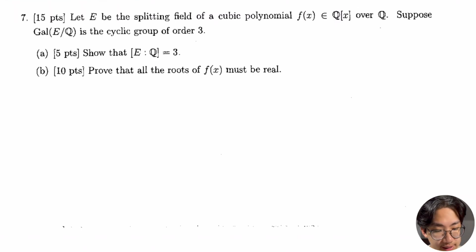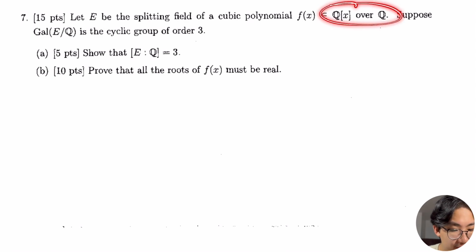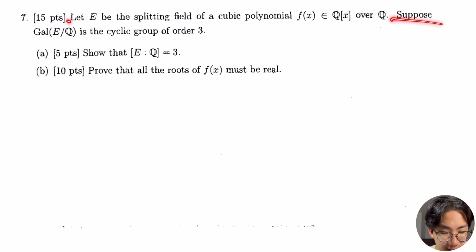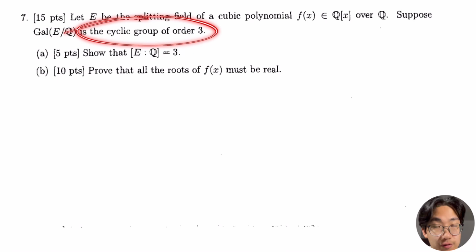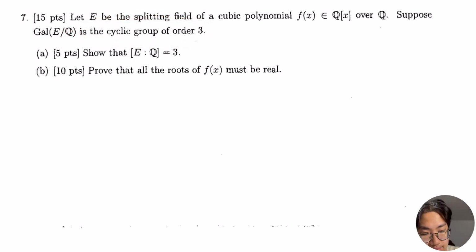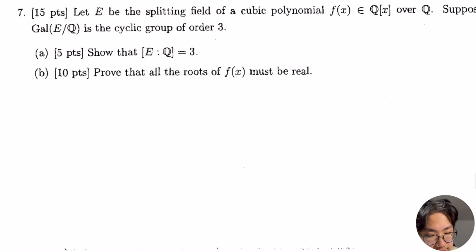Question 7. So let E be the splitting field of a cubic polynomial f of x in the ring of polynomials with coefficients in Q, so rational coefficients. And we're supposing that the Galois group of E over Q is a cyclic group of order 3. So let's take a look at part A. We want to show that the degree of the extension E over Q is 3. So let's write that out.